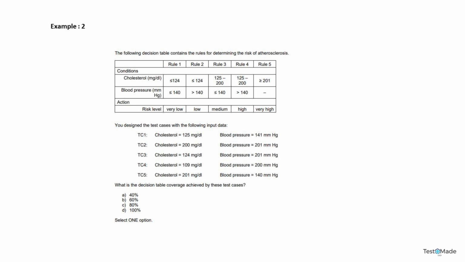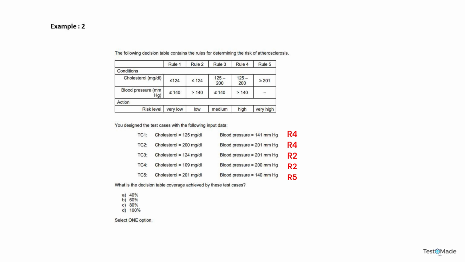TC1, cholesterol equals 125, Rule 3 or Rule 4. Blood pressure equals 141. Covers Rule 4. TC2, cholesterol equals 200, R3 or R4. Blood pressure equals 201. Covers Rule 4. TC3, cholesterol equals 124, R1 or R2. Blood pressure equals 201. Covers R2. TC4, cholesterol equals 109, R1 or R2. Blood pressure equals 200. Covers R2. TC5, cholesterol equals 201. Blood pressure equals 140. Covers Rule 5.